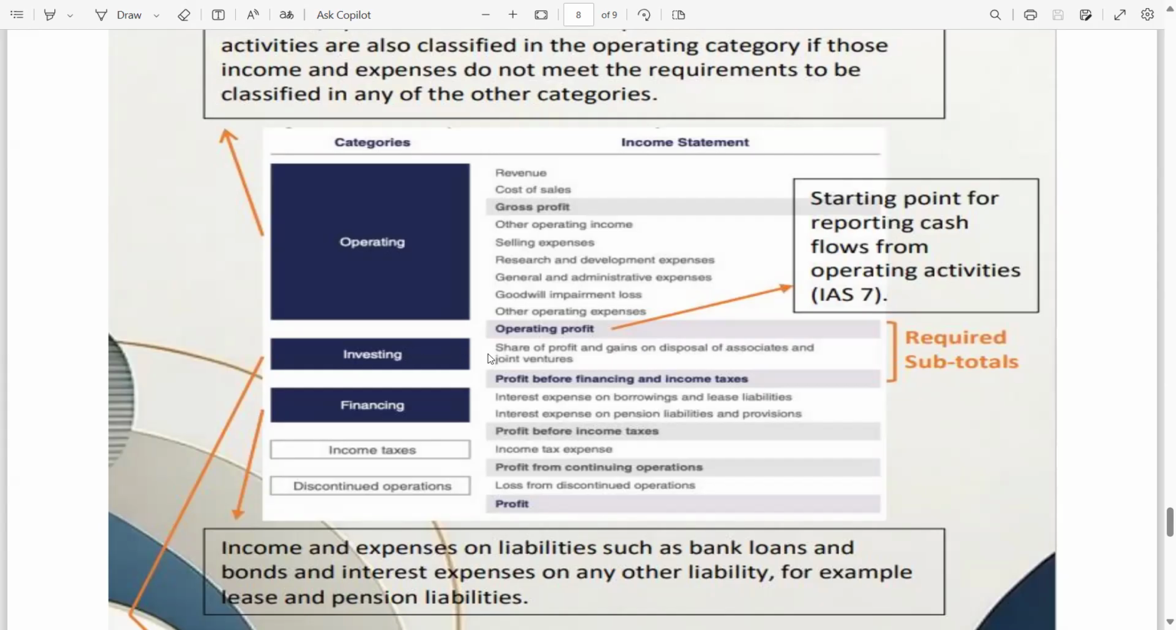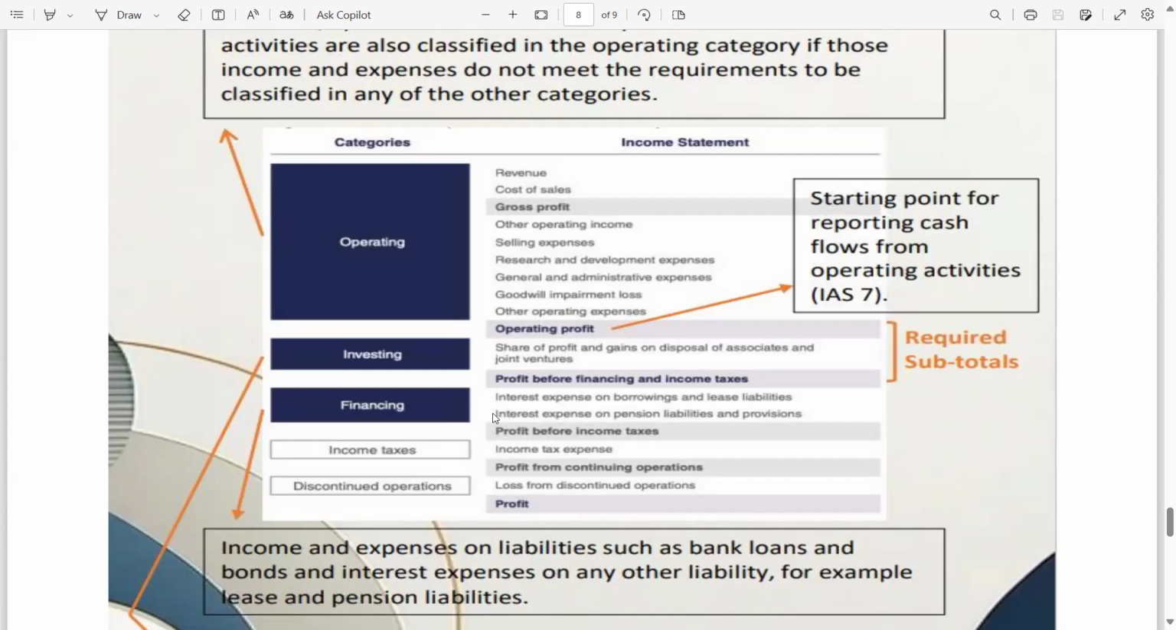Now in investing, we have share of profit and gains on disposal of associates and joint ventures, IAS 28 and IFRS 11. This is how you have to prepare the statement of profit and loss as per IFRS 18. The required subtotals: profit before financing and income taxes.